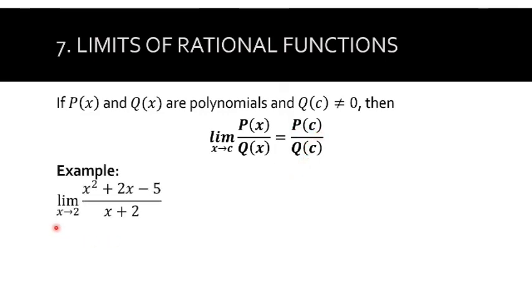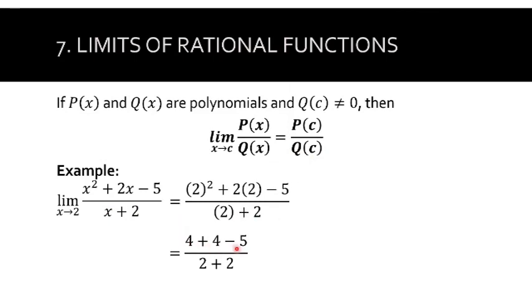Example. So finding the limit of x squared plus 2x minus 5 over x plus 2 as x approaches 2. Substituting 2 to the variable x in both numerator and denominator, we have 2 squared plus 2 times 2 minus 5 over 2 plus 2. Since the denominator, which is q of c, is not equal to 0, we have 4 plus 4 minus 5 over 2 plus 2, which is 3/4.